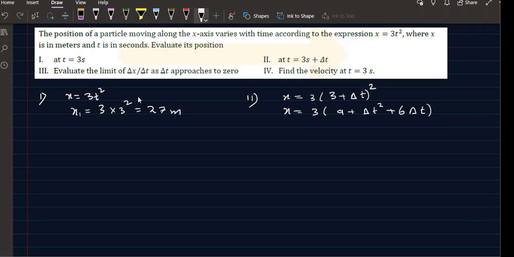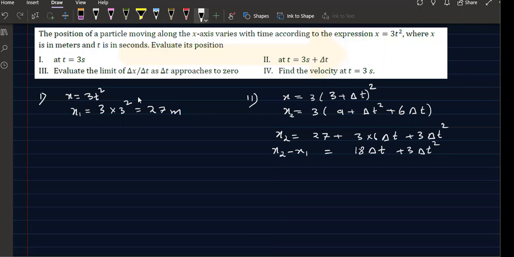So this is your x1 and this is your x2. You can see that x2 is equal to, just open this, 27 plus 3 into 6 delta t plus 3 delta t square. Yes or no? Tell me. And what is this 27? It is x1. So we will get x2 minus x1, because this is x1, right? Is equal to 18 delta t plus 3 delta t square.